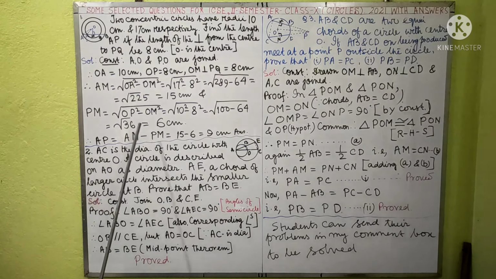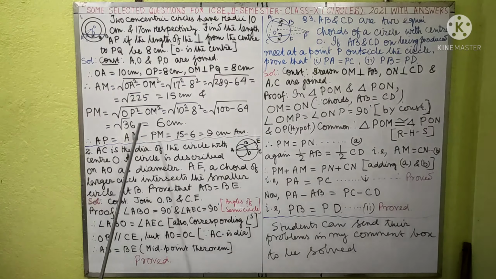Second problem, AC is the diameter of the circle with center O. O is the center and AC is the diameter. A circle is described on OA as diameter. This is also one circle on OA. This is OA, the diameter of this circle.